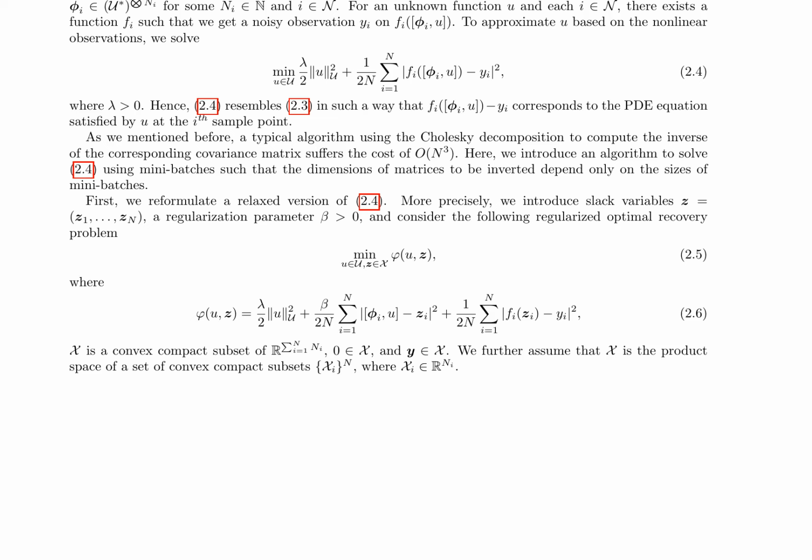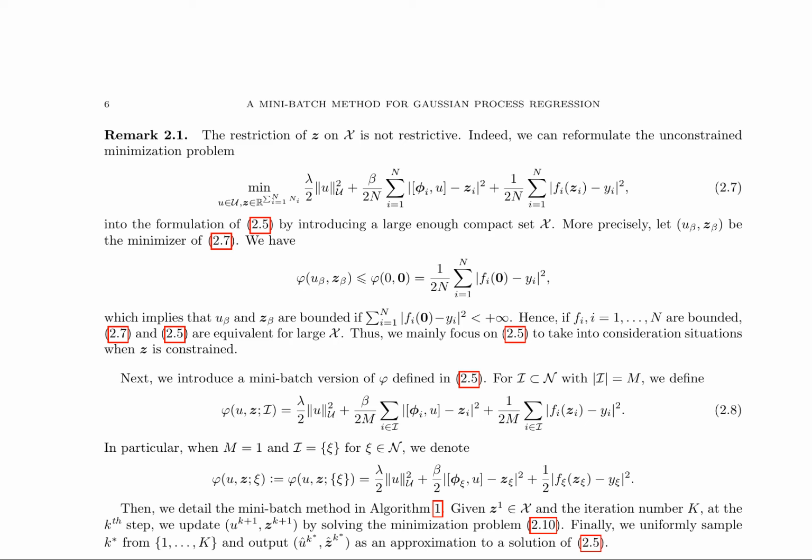The authors then abstract this problem into a general framework, considering a GP problem with nonlinear observations, and propose a mini-batch method to solve it. The mini-batch method involves reformulating the optimization problem into a regularized optimal recovery problem, which introduces slack variables, z, and a regularization parameter, beta. The authors then define a mini-batch version of the objective function, phi, which depends on a subset of the data, I.